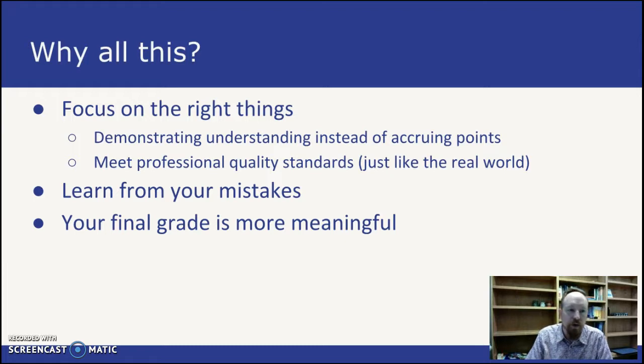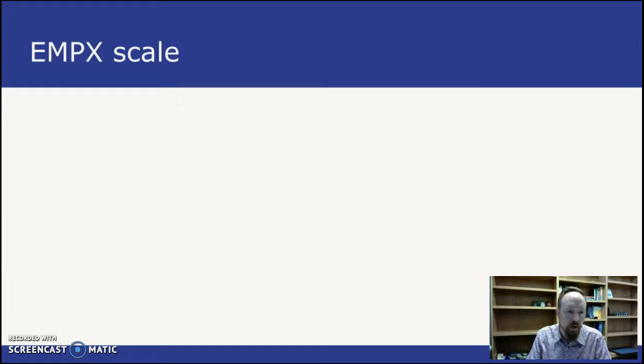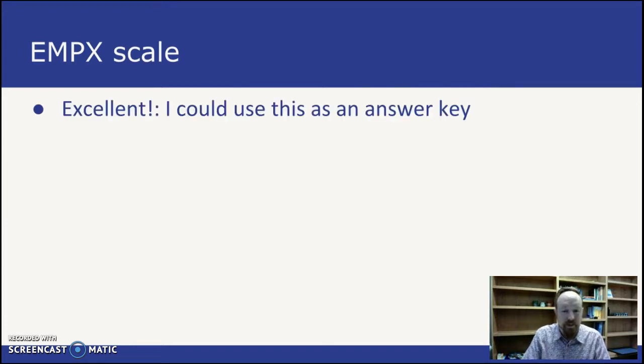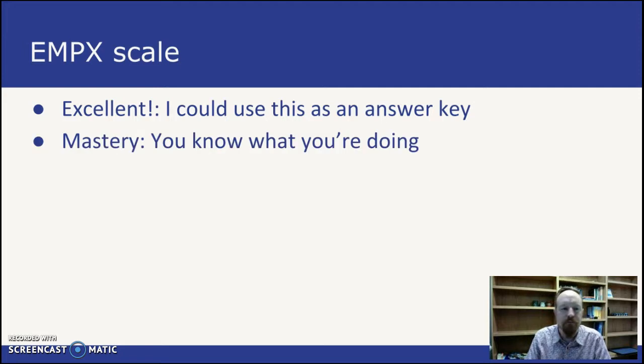Okay, so with this sort of rationale in mind, let's get into the nitty-gritty and talk about what is going on here. So I'll start by talking about this 4-level scale on which I'll grade most of your work. I call it the EMPX scale. So there are 4 possible marks that I might give any of the work that you submit in this class. The top mark is called excellent. That's the E in EMPX. Basically, if I could use your work as an answer key, you get an excellent.